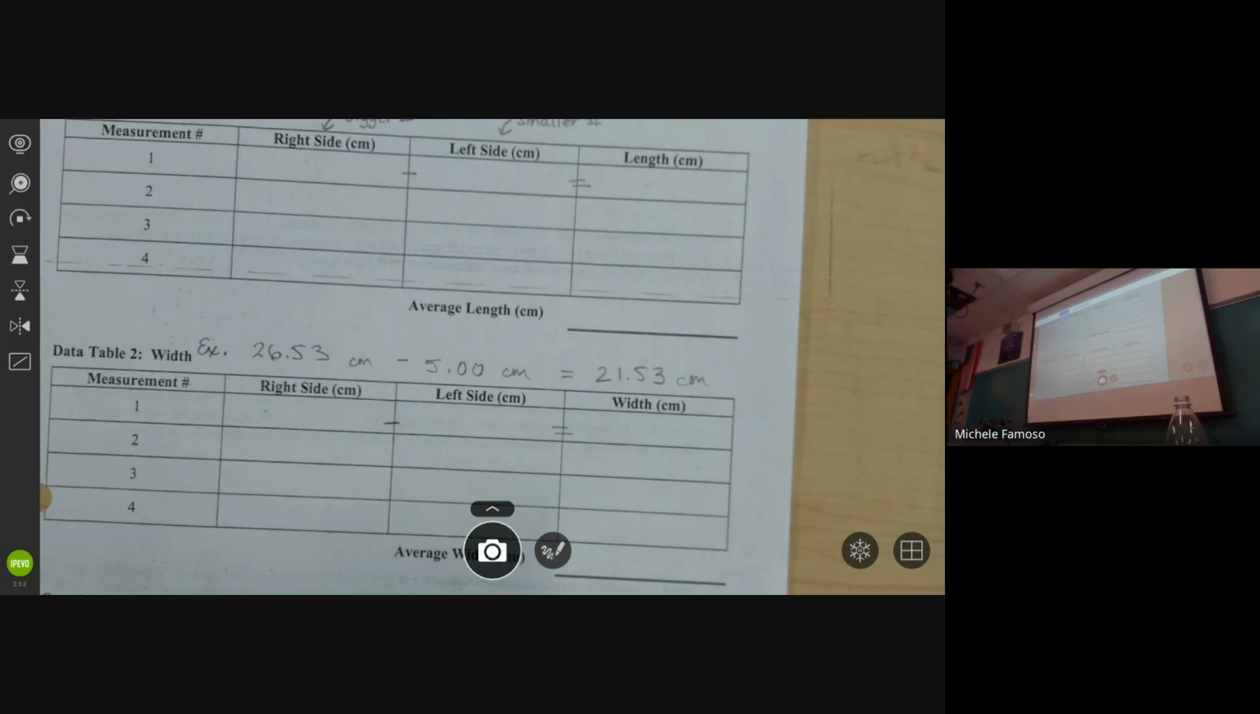This postnasal drip from the doggies. It's okay. Good deal.